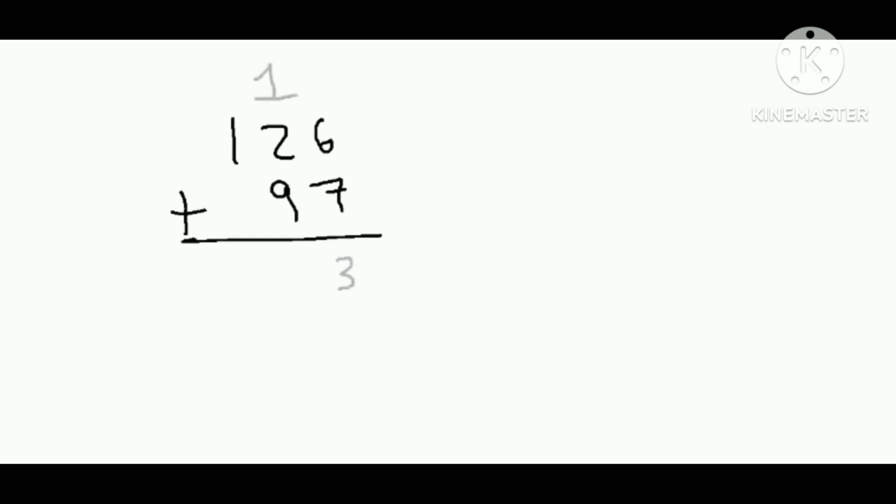What's 1 plus 2 plus 9? 9 plus 1 is 10, plus 2 is 12. So we're going to put a 2 here and carry a 1. And then 1 and 1 is 2, so it's 223. That's 126 plus 97. So that's a simple way in which you can add.